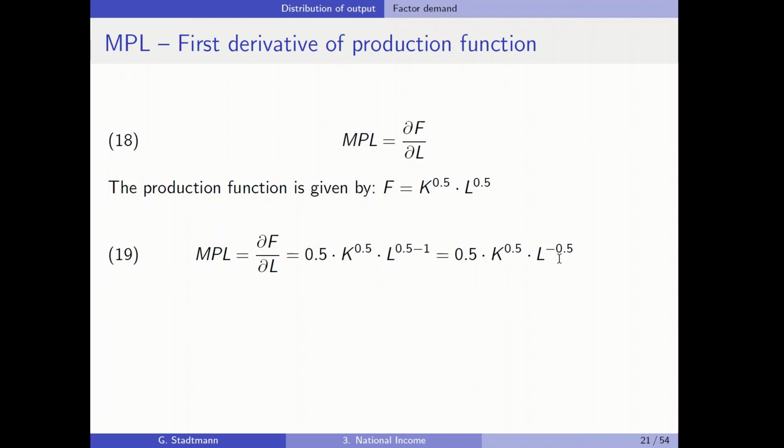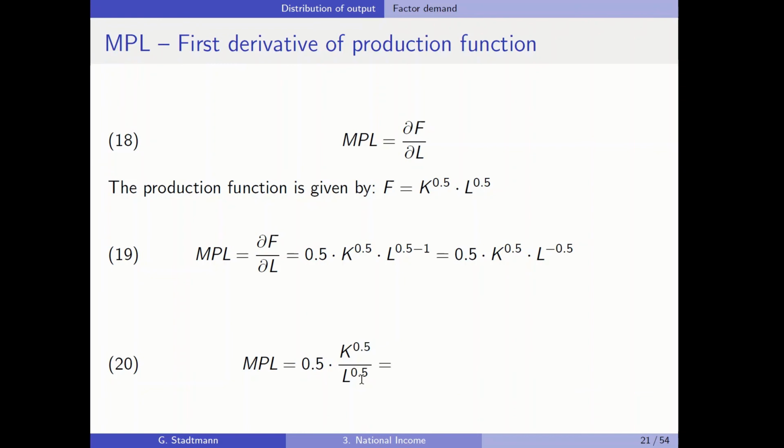L to the power of minus 0.5 is nothing else than 1 over L to the power of 0.5, and we can write it differently. We can write this expression in the following way: 0.5 times k to the power of 0.5, and then in the denominator of this fraction, L to the power of 0.5.